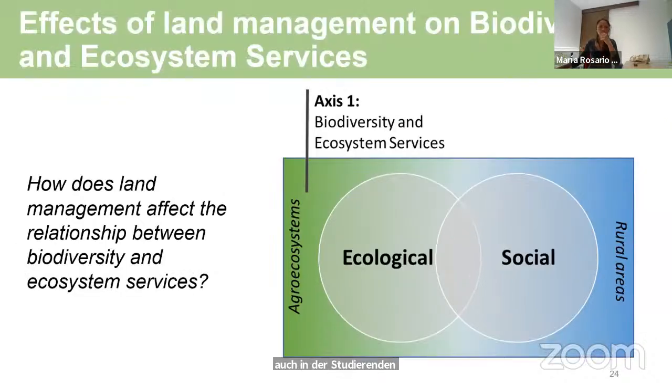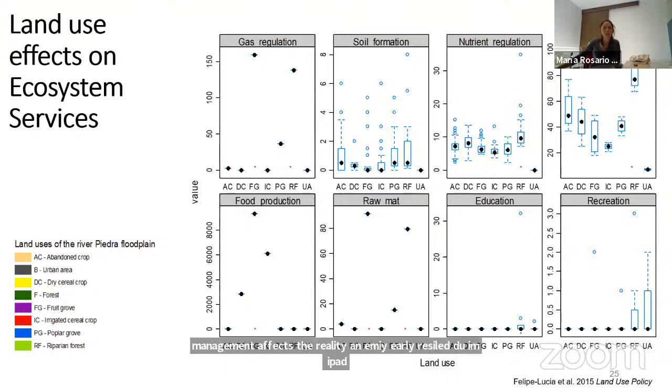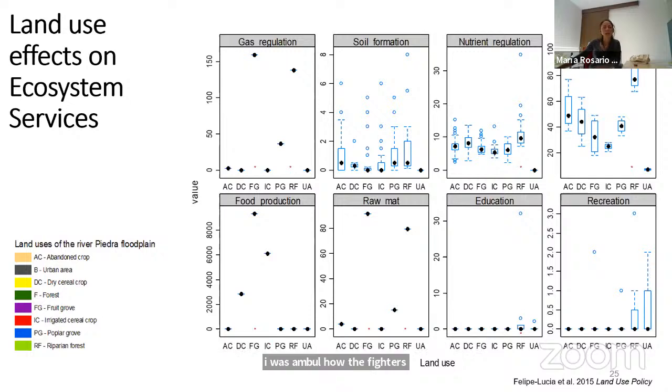In relation to the first one, this was the main question that I asked you: how does land management affect the relationship between biodiversity and ecosystem services? In my early research during my PhD, I was investigating, for example, how different ecosystem services that are listed here, like gas regulation, soil formation, nutrient regulation, habitat quality, food production, raw material production, education and recreation, are provided in different land use types across a river floodplain.